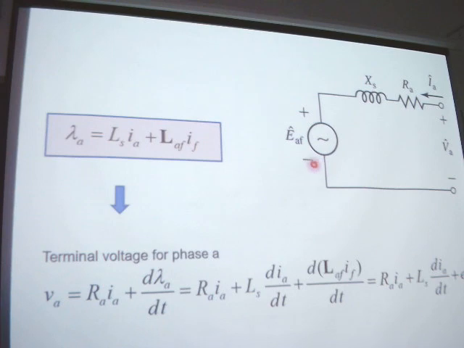We see here the back EMF, EAF, is equal to d(LAF IF)/dt. So we can see this. Although it is for the stator circuit, the EMF is related to the inductance between the stator and the rotor. The EMF is related to the rotor and stator. So we can think this circuit represents the whole machine.